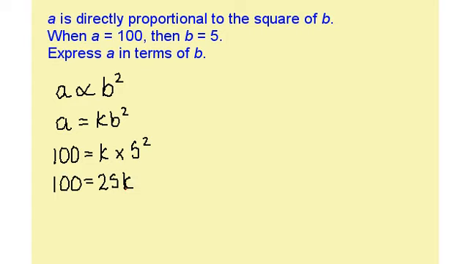To work out K, we're going to do 100 divided by 25, so K is 4. I now need to express A in terms of B, so I'm going to use this part here. A equals, I know that K is 4, so we have 4B squared.